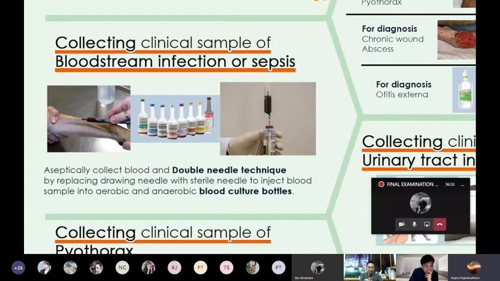from a large dog. Then, collect blood aseptically and use the double needle technique by replacing the drawing needle with a sterile needle to inject blood sample into aerobic and anaerobic blood culture bottle. Once you have done that, remove the protective top of the screw cap on the blood culture bottle. Finally, disinfect the visible part of the rubber stopper by using 70% isopropyl or ethyl alcohol and allow to dry or wipe dry with a sterile gauze pad.